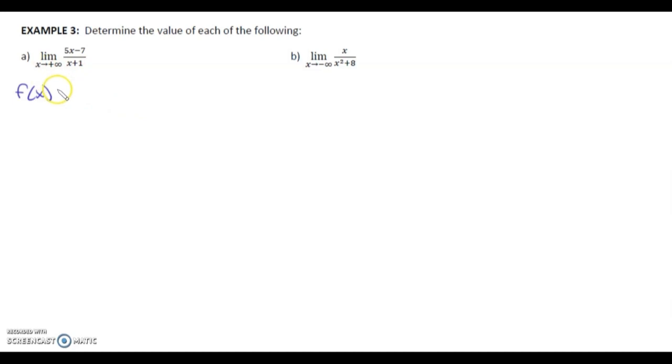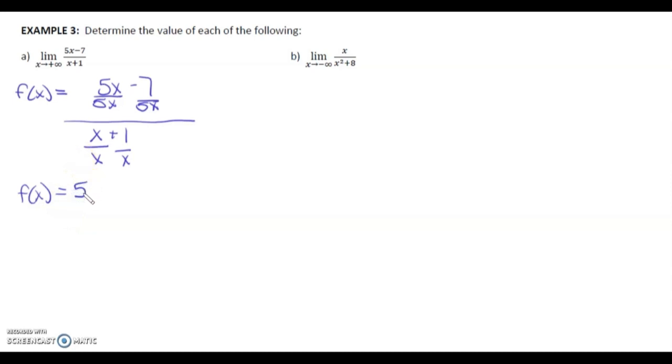Okay, so we want to use the skill that we just practiced, and we want to factor out a 5x out of the numerator. So if we have 5x minus 7, we want to go ahead and factor out a 5x out of both of these terms. And in the denominator, we have an x plus 1. What we want to do is factor out the x. So what we get is the factor of 5x, and we get 1 minus 7 over 5x.